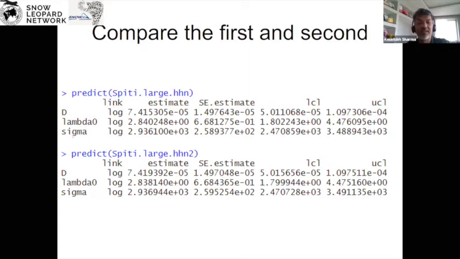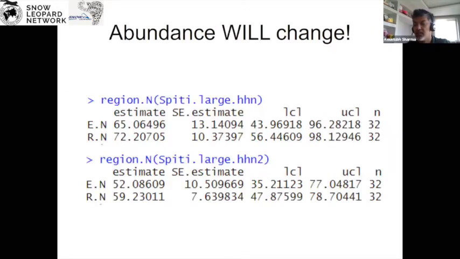In fact, what it has benefited us is by increasing the speed of our analysis quite substantially. But then there is an interesting factor, and it's something that you will notice when I use the region.n, which is I estimate the abundance from this new mask. I end up with much fewer snow leopards.